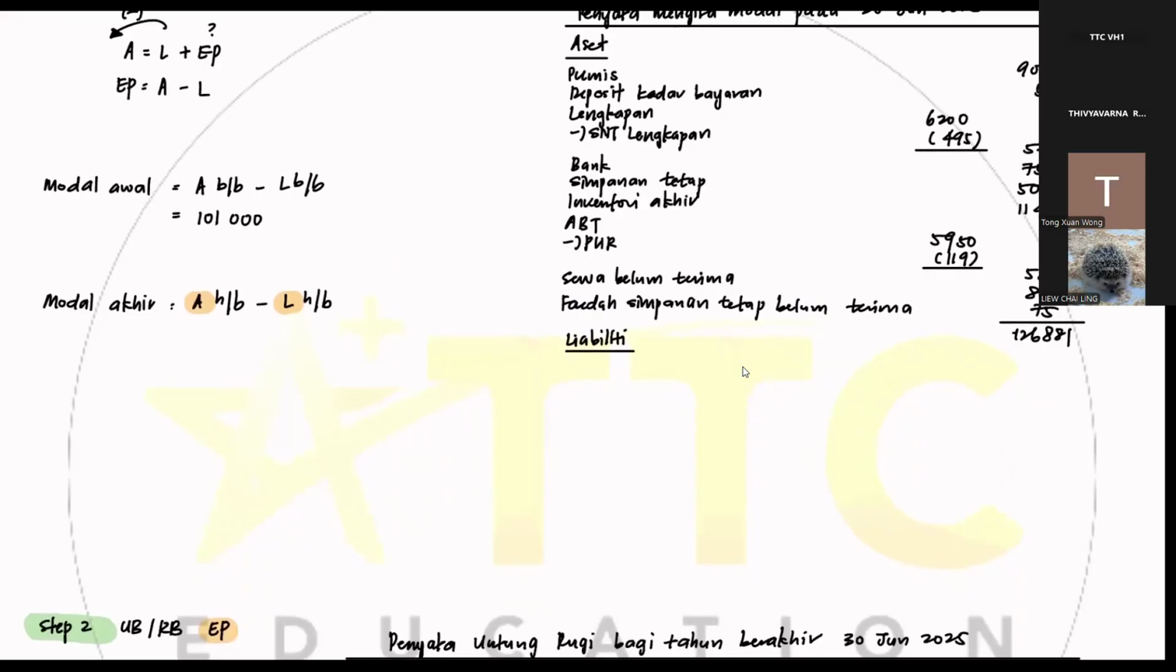Liability, you got one in the list there for Baki HP. Kadar. No, you got two. Kadar bayaran, belum bayar, 240. ABB, take the latest. 3,227. Okay, then double check.